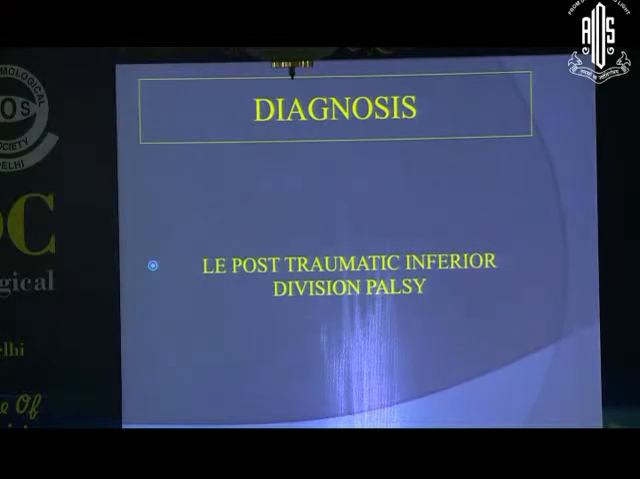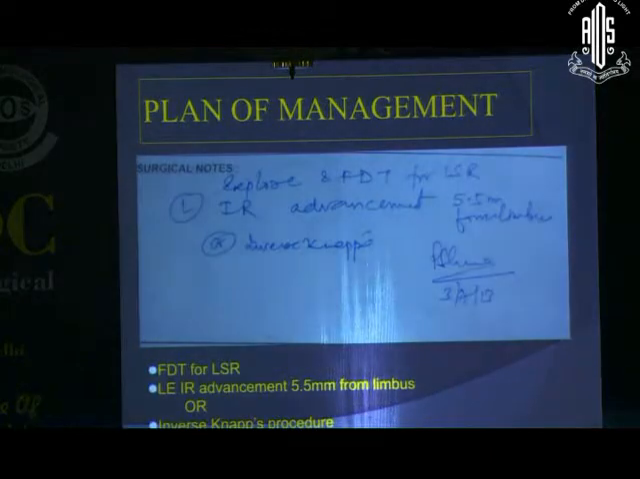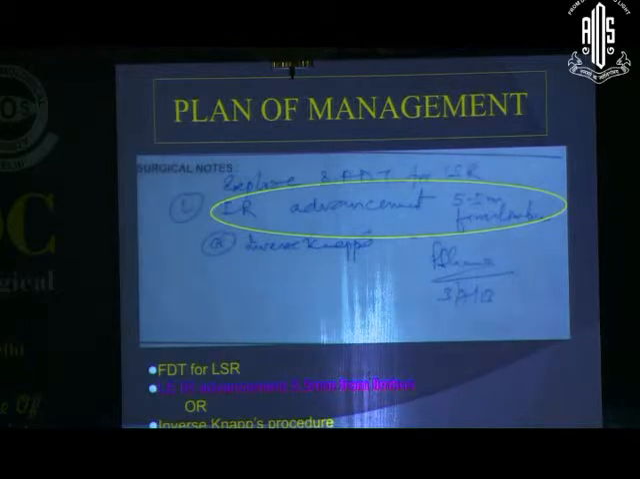So we went ahead with the diagnosis of left eye post-traumatic inferior divisional palsy. We planned the FDT for the left eye superior rectus, and if the superior rectus is tight, we have to do the superior rectus recession. If it is not tight, then we plan to explore the inferior rectus. In this case, we were able to find the inferior rectus, so we advanced it to 5 mm from the limbus.